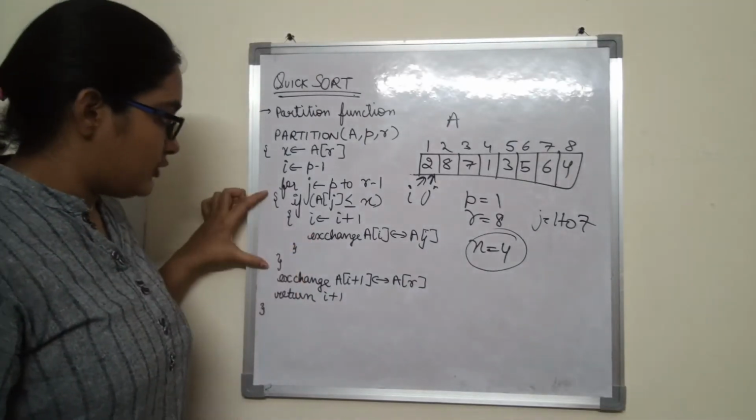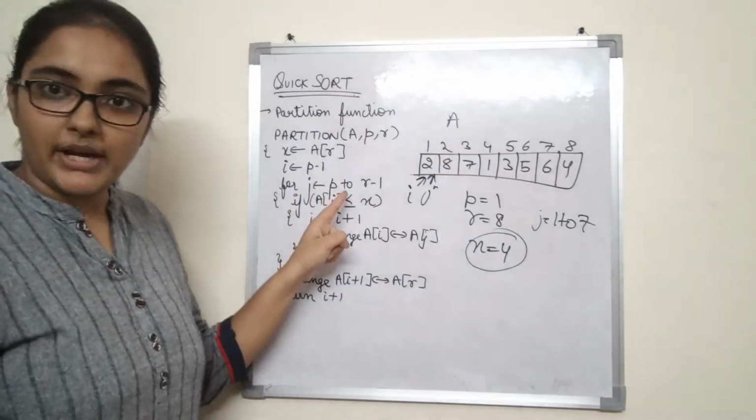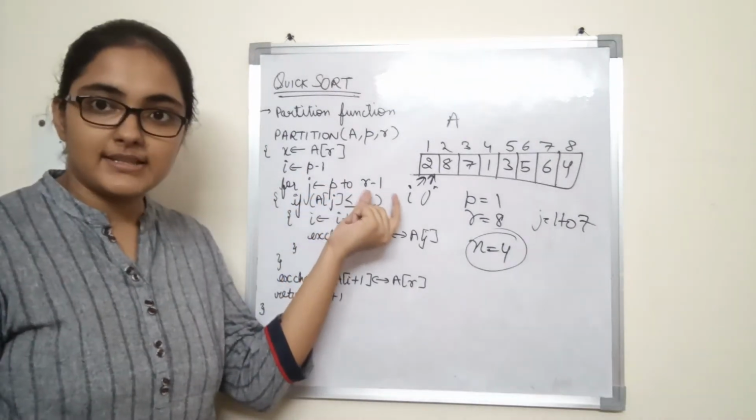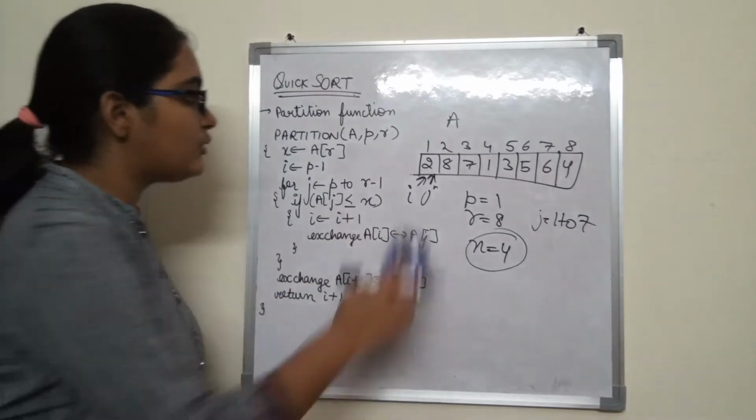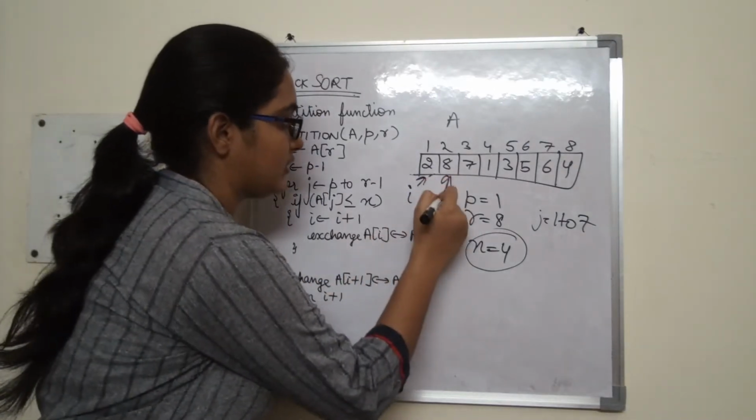Now this loop is ending. This loop is till there, right? So now j is equal to 2, right? Because we haven't reached r minus 1, that is 7. So now j is incremented to 2.